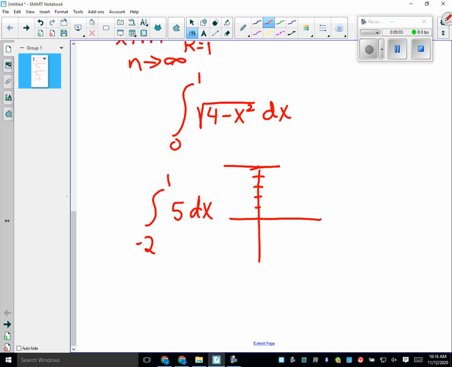Is that what it would look like? Y equals 5 from -2 to 1. Yes. That means I start when x is -2 and end when x is 1. Now I'm going to find the area between that line, or curve, as it's referred to, and the x-axis.